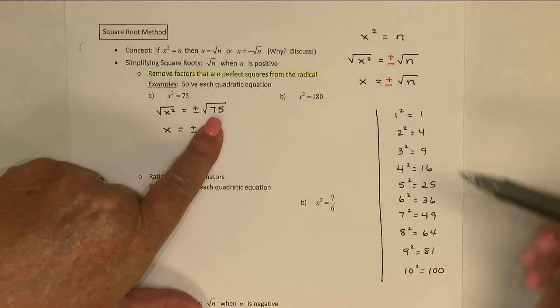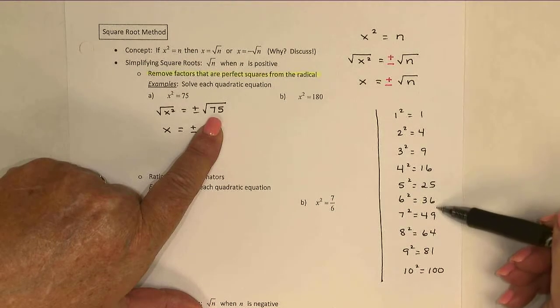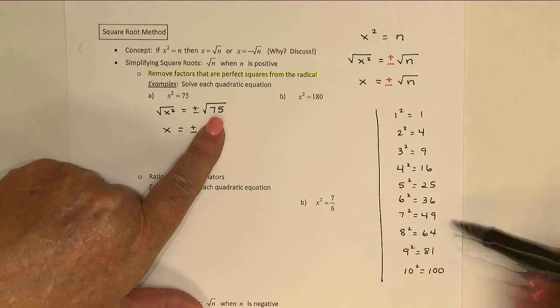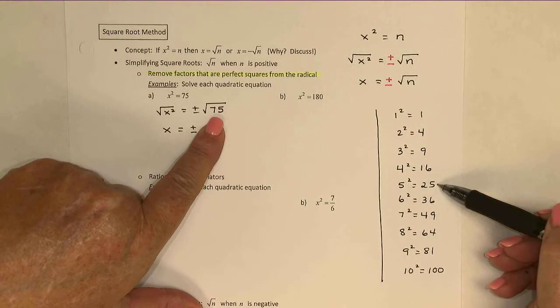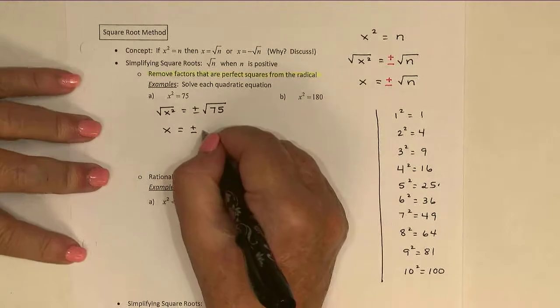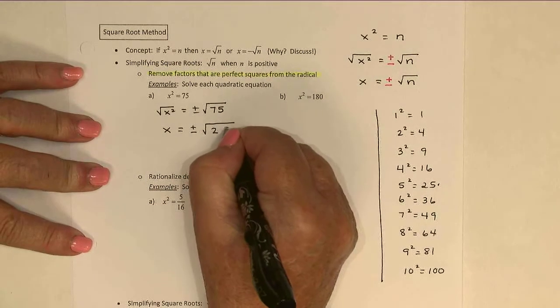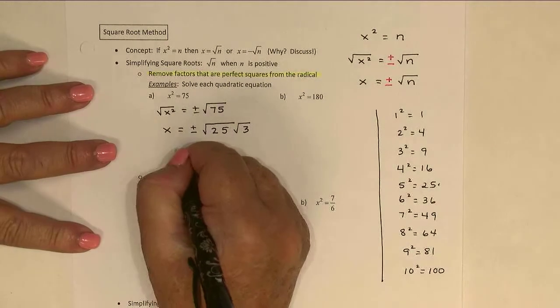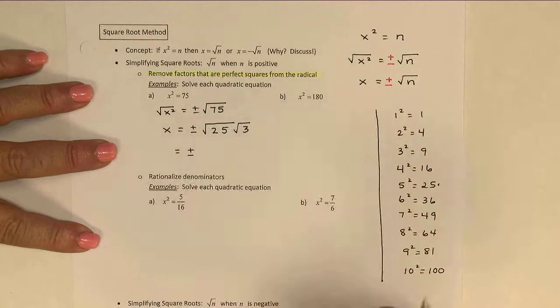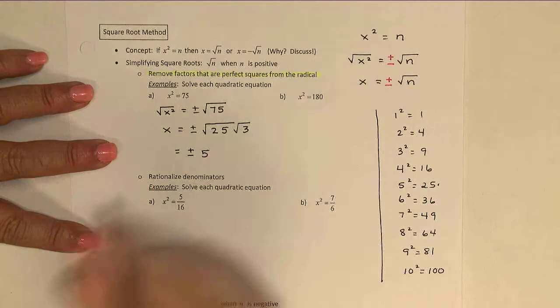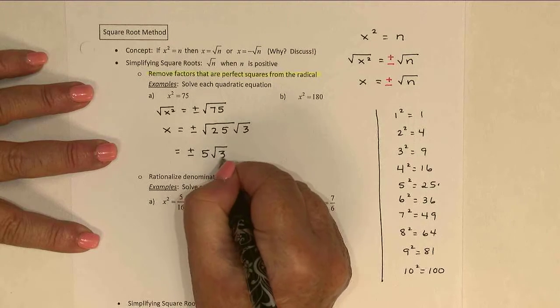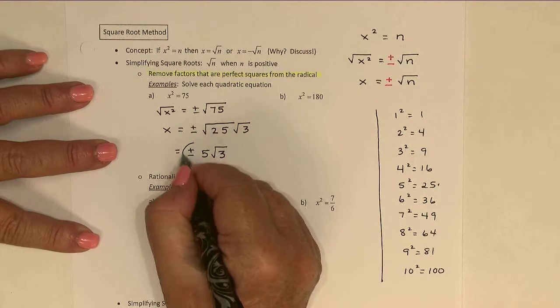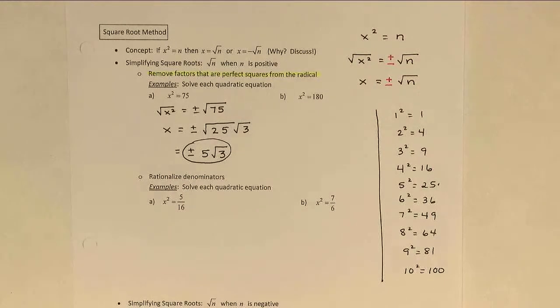So I'm looking at 75, and I'm running through it, and I'm saying, which of these perfect squares goes evenly into 75? And of course, the 25 does. It's 25 times 3. So I'm going to break apart my radical as the square root of 25 times the square root of 3. And then I can say the square root of 25 really is just 5. The square root of 3 doesn't come out evenly, so I'll just leave it as the square root of 3. And there are my two solutions. Positive 5 square root 3 and negative 5 square root 3.